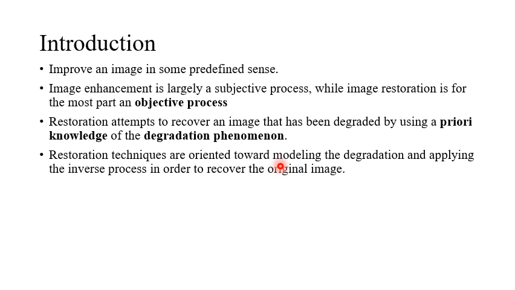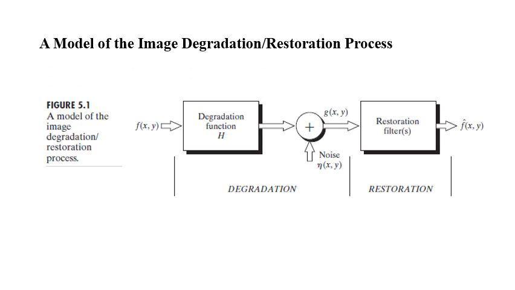Let us understand that with the help of a simple block diagram. What you see in front of you is the model of the image degradation and restoration process. Listen carefully. What you get in hand will be g of x comma y. g of x comma y is the degraded image. I'll repeat: g of x comma y is the degraded image. That is what will be given to you as an engineer.